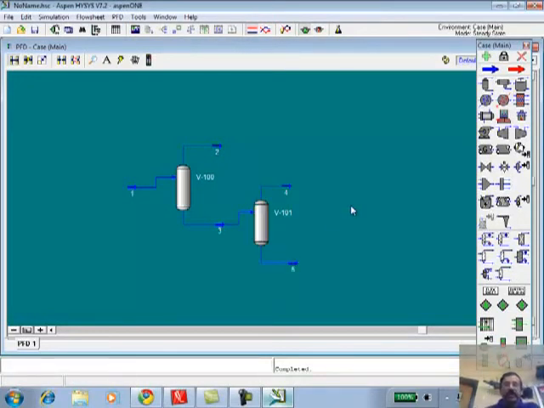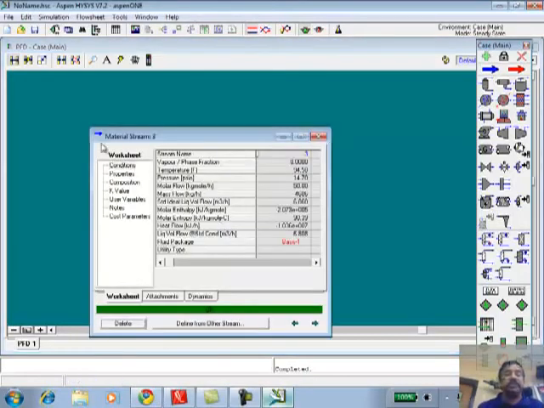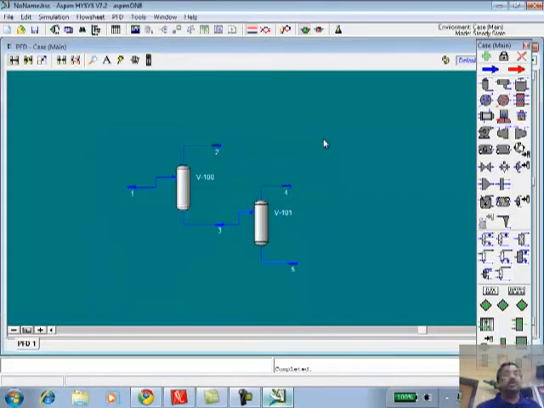Now, if I already have solved for this problem, the composition of stage 3, I mean, the compositions and conditions of stream 3, okay, so that is the one that is coming into the second stage. So what do you think will be the temperature, pressure, and composition of stream 4?